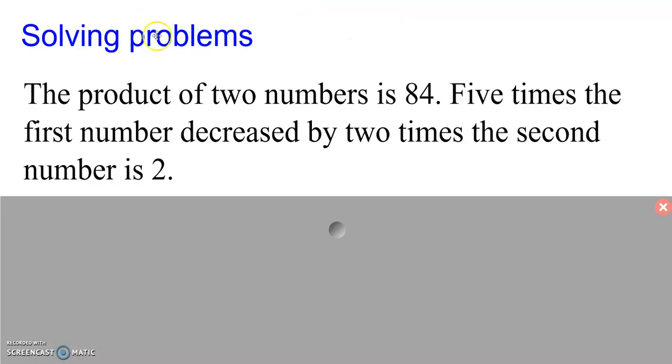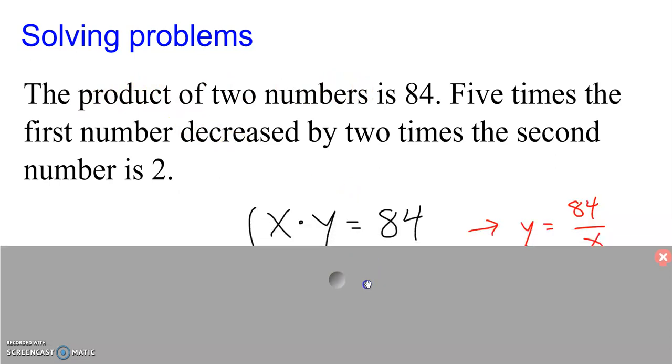All right, let's take a look at another word problem. This one says the product of two numbers is 84, and 5 times the first number decreased by 2 times the second number is 2. So basically, I'm going to write one equation for each one of those sentences. The product of two numbers means the result when you multiply the two numbers. So that gives me this equation right here, x times y is 84.